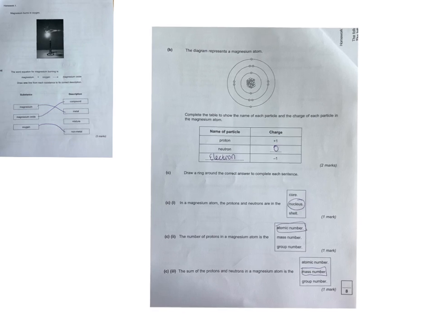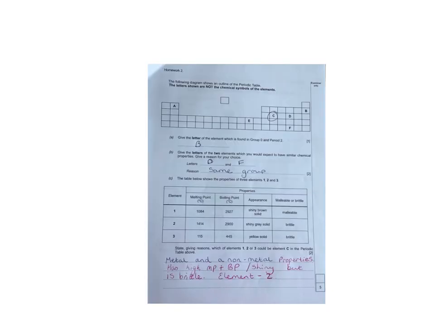the diagram represents a magnesium atom. Complete the table, so protons are positive, neutrons are neutral, electrons are negative. Draw a circle around the correct answer. In a magnesium atom, the protons and neutrons are in the nucleus. The number of protons in a magnesium atom is the atomic number. The number of protons and neutrons in a magnesium atom is the mass number.